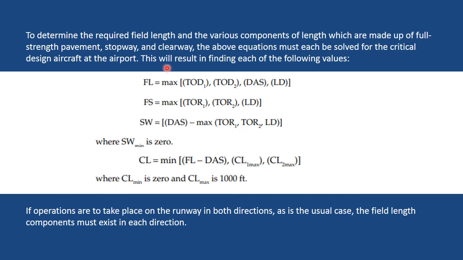So these are the values that we should find to determine the length of the runway. And if the operations are to take place on the runway in both directions, as is the usual case, the field length components must exist in each direction.